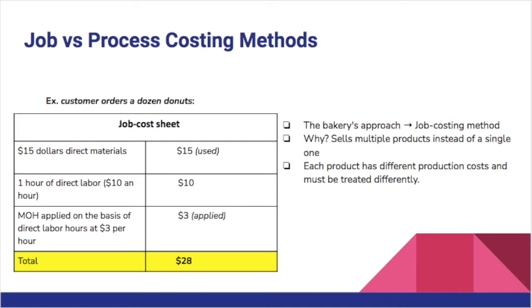Also, the job costing method implies the creation of job costing sheets every time an order is placed by a client. I provided here an example in which a client orders a dozen donuts. So what the bakery should do is to outline the costs of materials used, the cost of labor hours, and the MOH, and then add all of this up in order to find out the total production cost for this specific order.